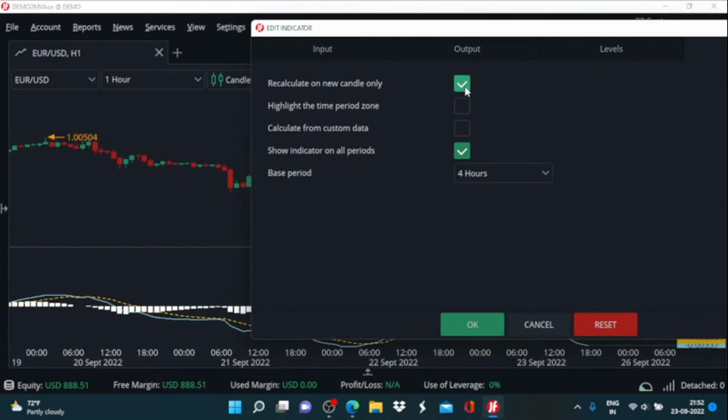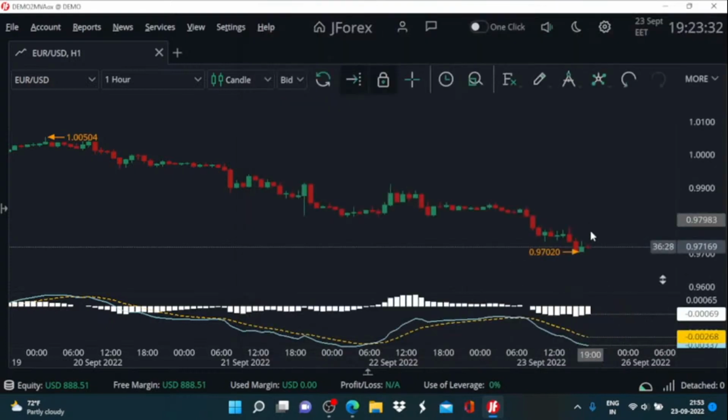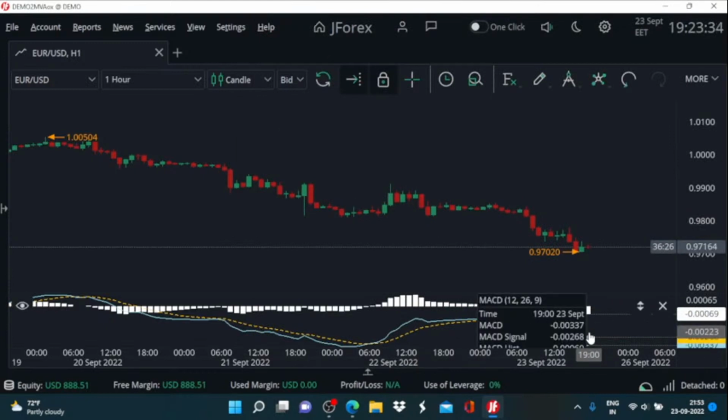If you want the output of this indicator to remain fixed throughout the candle period, then all you have to do is go for this. The MACD signal, MACD histogram, all these values will remain fixed throughout the current candle period, and new values will be plotted only when new candle is plotted in the next candle period. Alright.